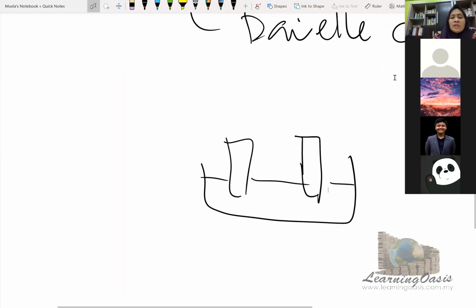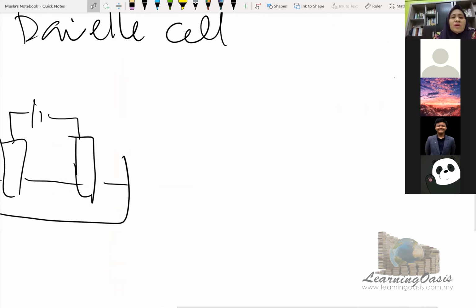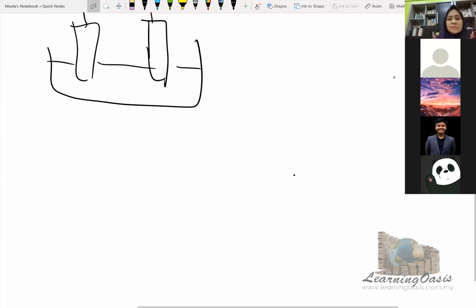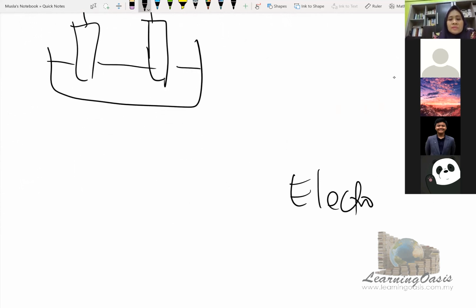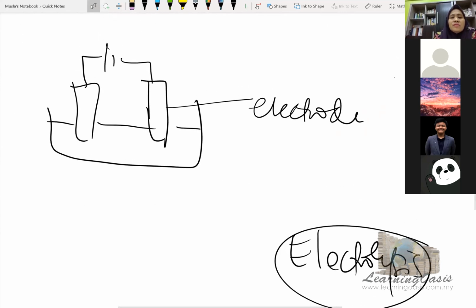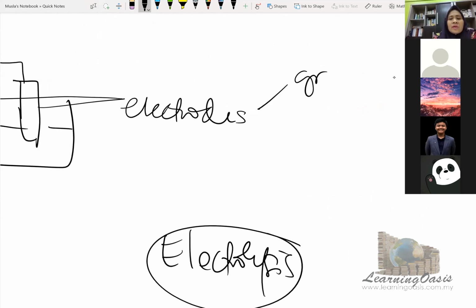Now, when you do electrolysis, you have your electrolytic cell. You have your electrodes. What are these electrodes made up of? Carbon, graphite. Graphite, okay, and platinum.